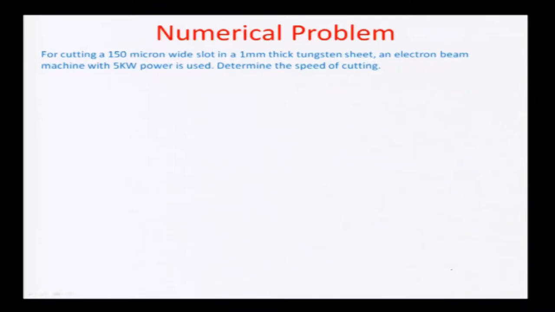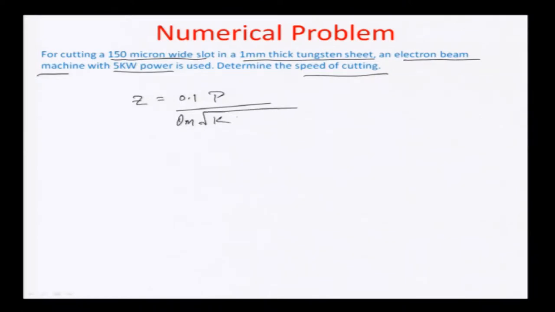Let us look at this numerical problem, where you want to cut a 150 micron wide slot in a 1 mm thick tungsten sheet and use an electron beam machining process with 5 kilowatt power, and we have to obtain the speed of cutting in this particular numerical example. So, we already know that there is a formulation which has been obtained with dimensional analysis and experiments as z equal to 0.1 times of power P divided by theta m root of k d v rho c.